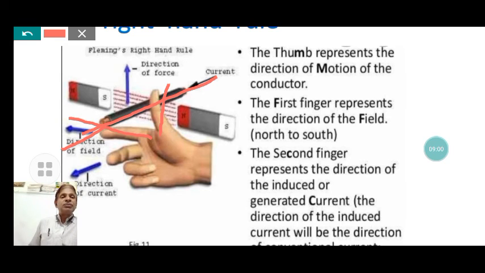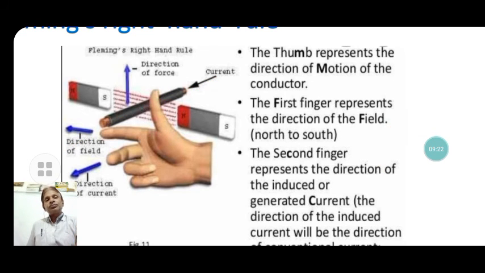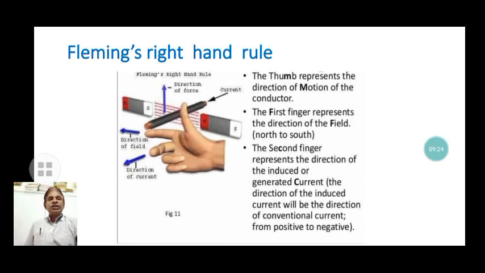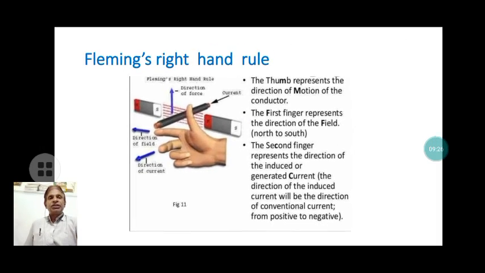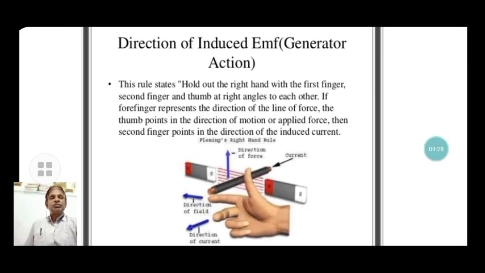The first finger represents the direction of the field, north to south pole. The second finger represents the direction of the induced or generated current. This rule is applicable to the working of a generator or dynamo. That is given here: direction of induced EMF, generator action.